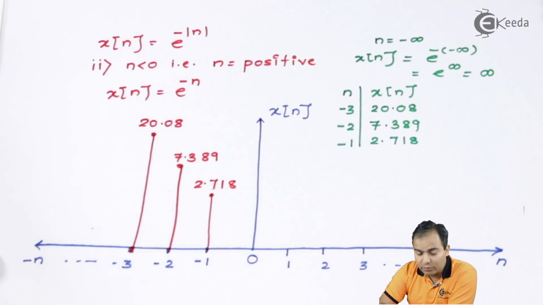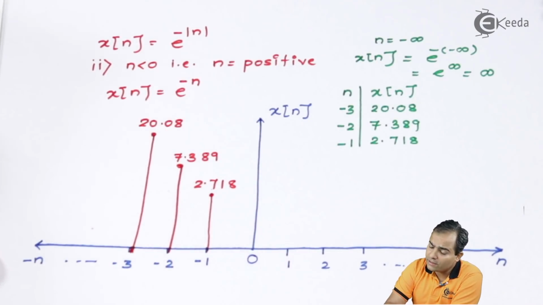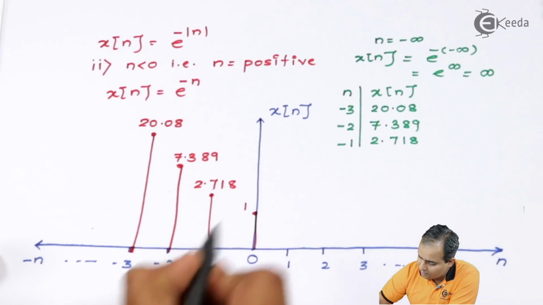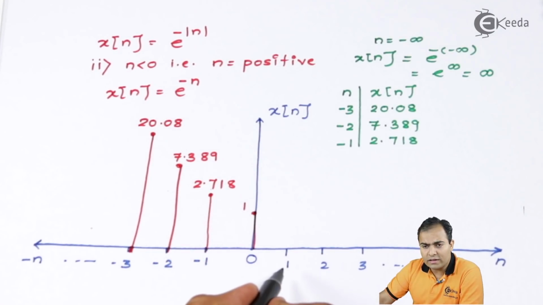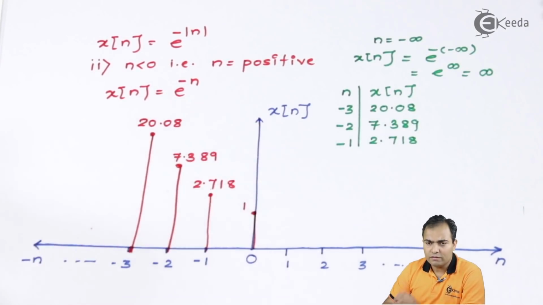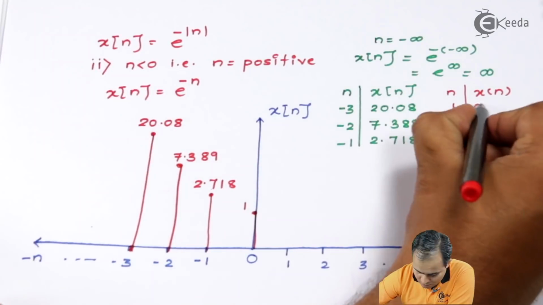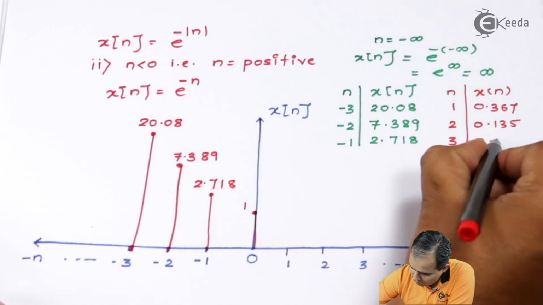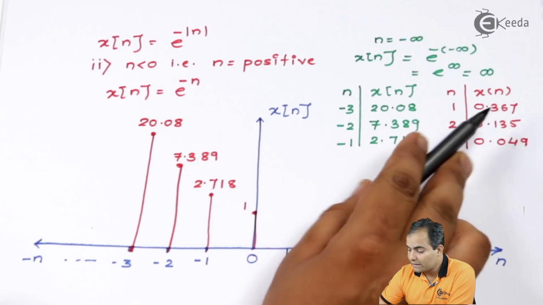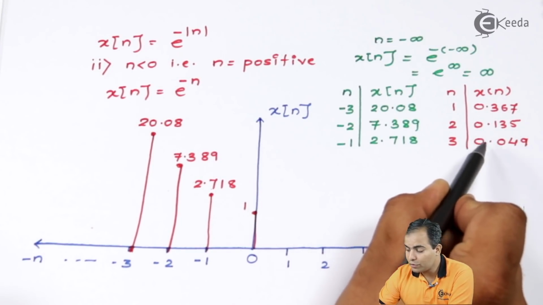Now for n equals 0, what will you get? As I told you, if I substitute n equals 0, e to the power 0 has value 1. So let's say at n equals 0, we'll get amplitude which is 1. Now for further calculation, that is for n equals 1, n equals 2, n equals 3, what will be the value of x of n? We'll calculate it first. For n equals 1, the value is 0.367. For n equals 2, 0.135, and for n equals 3, the value is 0.049.